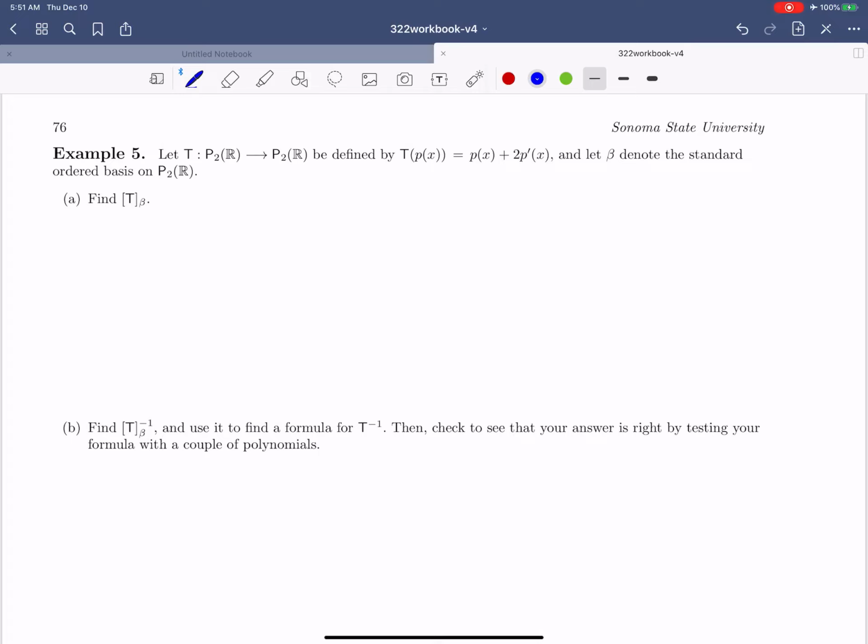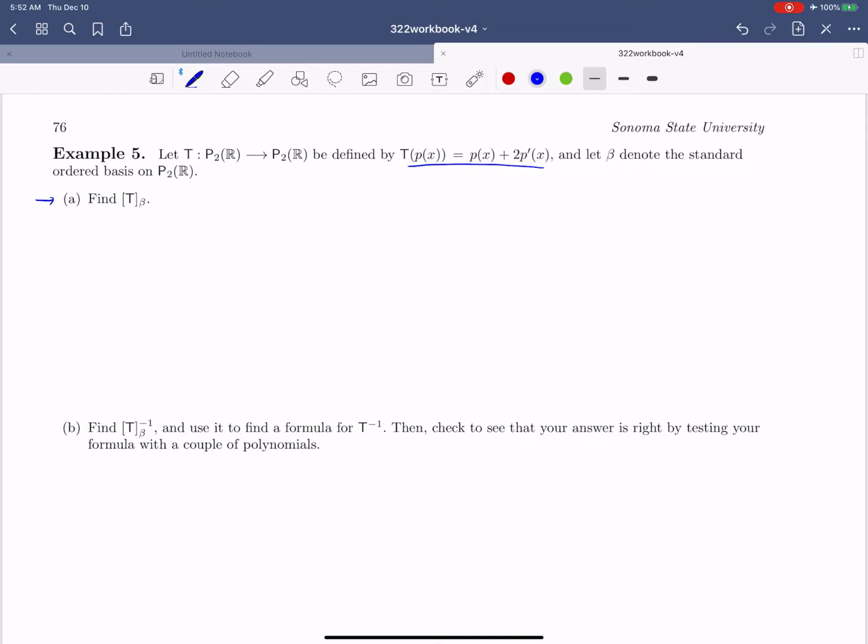Let T from P2(R) to P2(R) be a linear transformation defined by this formula: T(p(x)) = p(x) + 2p'(x). And let beta be the standard ordered basis on P2(R). The first thing they'd like us to do is to find a matrix for T relative to that standard basis. Okay, we know how to do this.